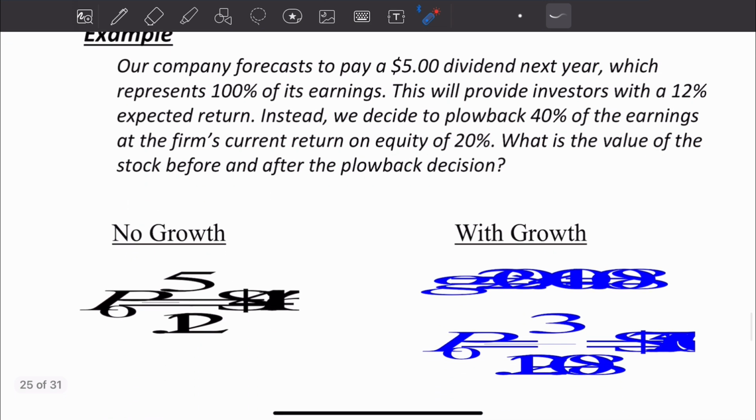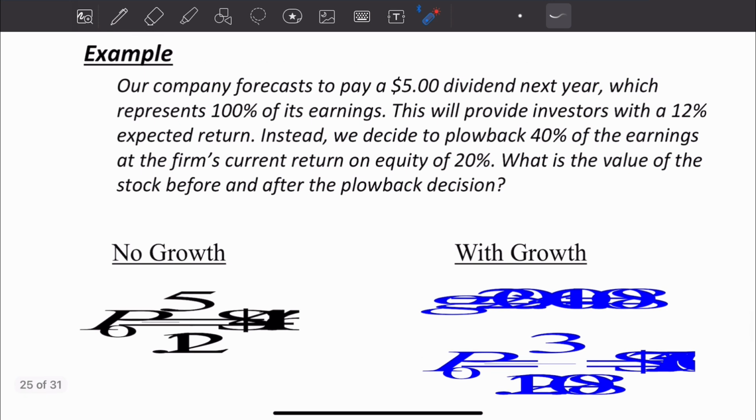Here is another example. The numbers here are not clear, but I'm going to write down the calculations for you. Don't worry about that. It says our company forecasts to pay a $5 dividend next year, which represents 100% of its earnings. This will provide investors with a 12% expected return. Instead, we decide to plow back 40% of the earnings at the firm's current return on equity of 20%. What is the value of the stock before and after the plowback decision?